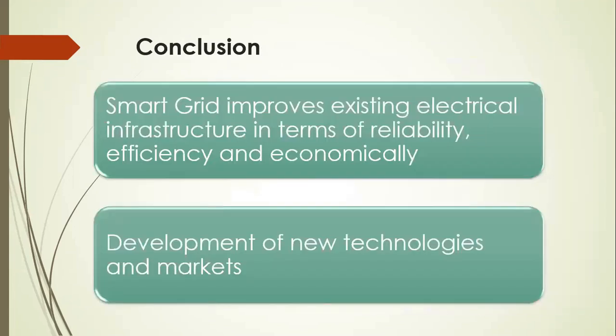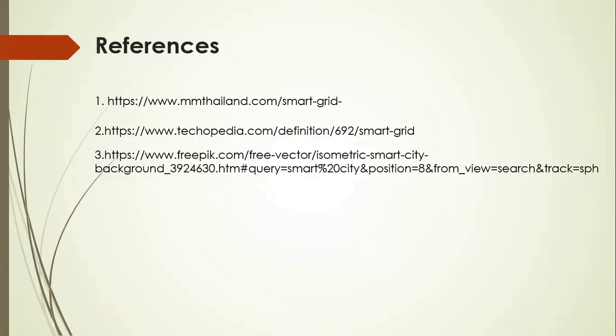And then we have the conclusion. Smart grid basically improves existing electrical infrastructure. It increases reliability and efficiency, and it also helps to develop new kinds of technologies that are involved in a smart system or a smart grid, and further it leads to a smart city. And it also helps economically, and it plays a great and vital role in finances and in markets.